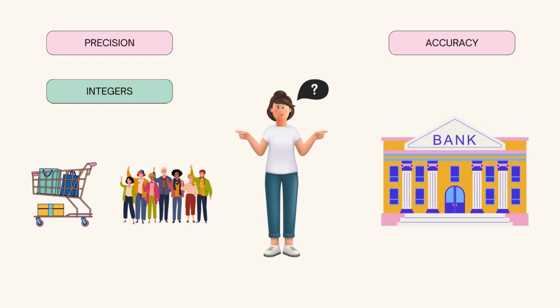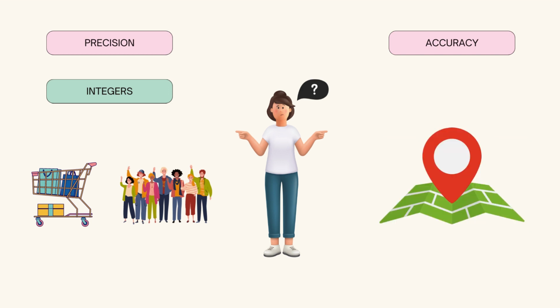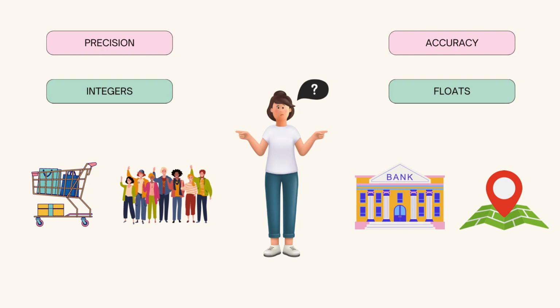On the other hand, if we want accuracy, so for example in banks, they have to be very careful with money and operations should even include cents, and hence decimal points are really important. Similarly, on geolocations, you have to have an accurate longitude and latitude, otherwise you're lost. And that's where we use accuracy, and hence that's where we use floats.